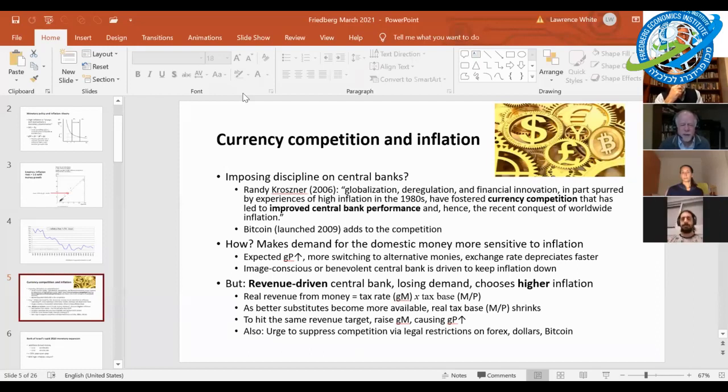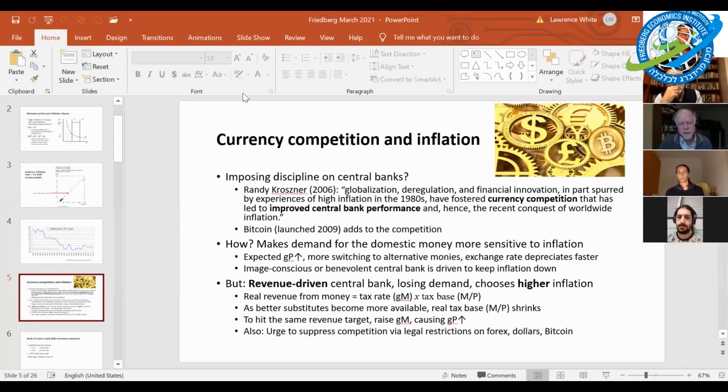So this is before Bitcoin was launched. That happened in 2009. But Bitcoin will only add to the competition. How does it improve central bank performance? Well, if the central bank is benevolent or even just image conscious, the more readily available alternative monies are, the easier it is for people to switch to alternative monies when the inflation rate starts to tick up, the quicker the exchange rate will depreciate as they abandon the local money and switch their savings to something else. And so that will pressure central banks more quickly. It'll put more discipline on them.